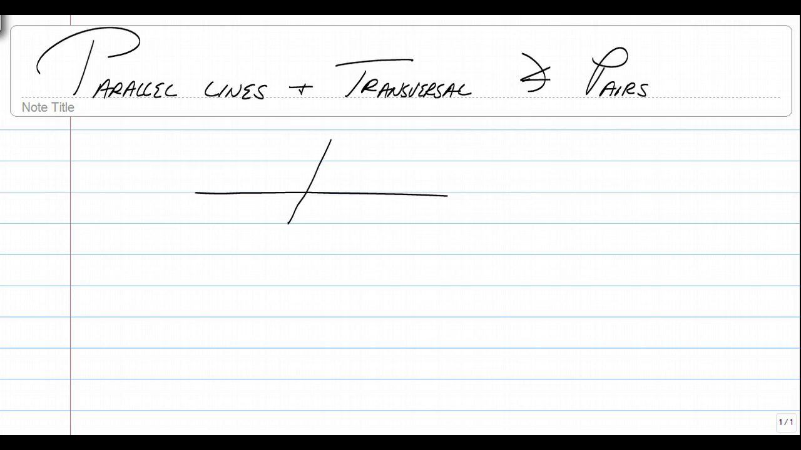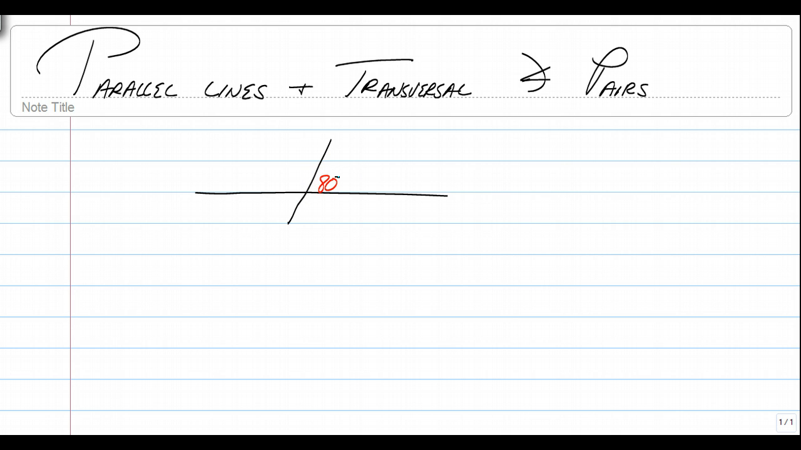All right, here we go with the video on parallel lines and transversals. And now we're going to throw in some angle pairs as well. So to start, we're just going to work with two intersecting lines. Just call this guy 80 for fun.